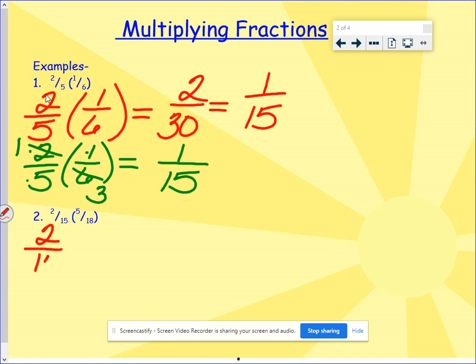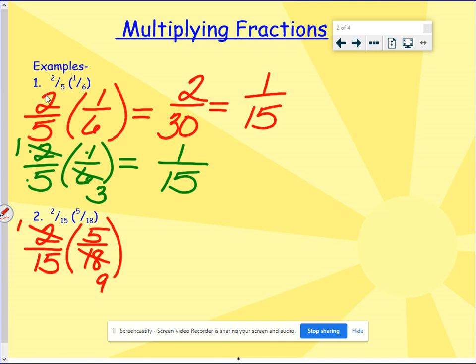So we have 2/15 being multiplied by 5/18. So again, we look, can 2 and 15 reduce? No, it cannot. Can 5 and 18 reduce? No, it cannot. Can 2 and 18? Yes. They're both even, so 2 is a factor. 2 divided by 2 is 1. 18 divided by 2 is 9.